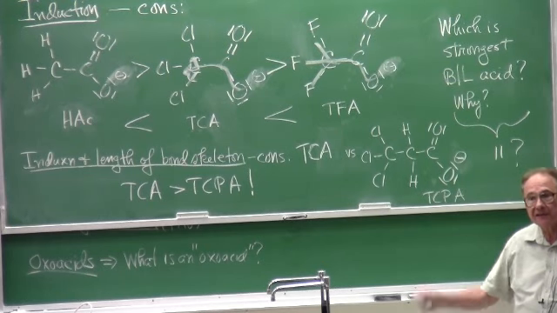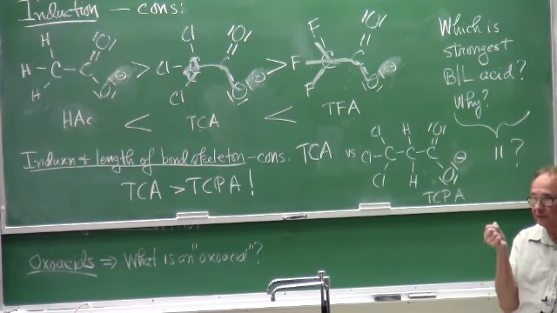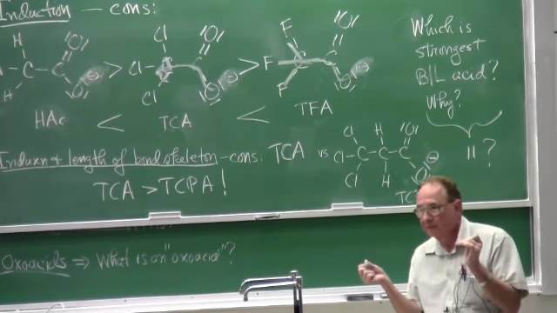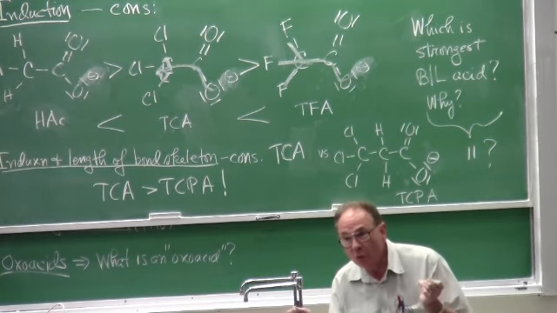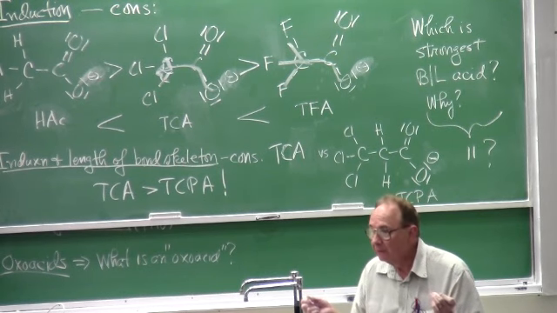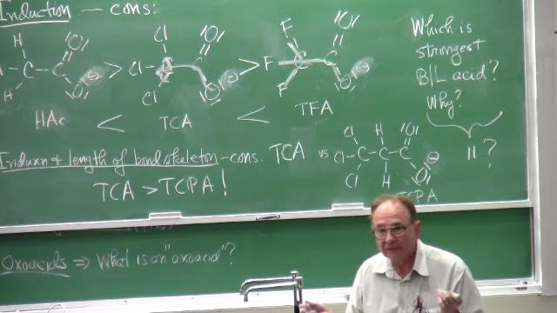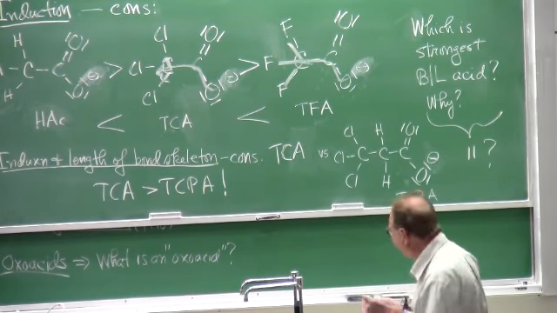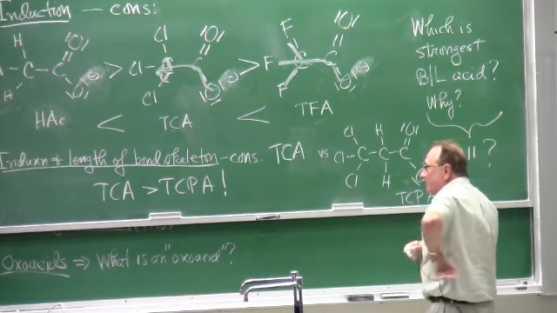It tells us that these atoms, which are of substantial electronegativity, can stabilize negative charge by induction only if they are close to the site of negative charge development. Close or far away? Close. That's right. That's what this is about. Induction and length of covalent bond skeleton.